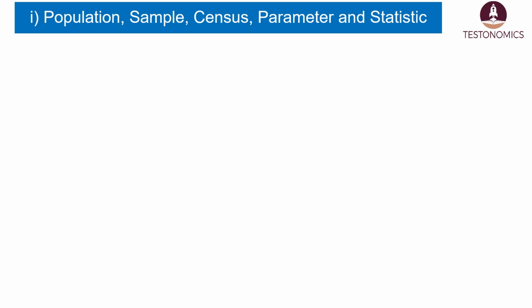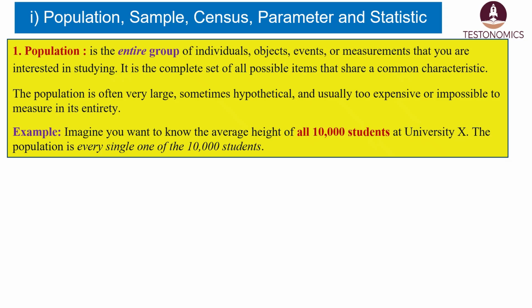What is population? It is the entire group of individuals or objects or events or measurements that we are interested in studying. It is the complete set of all possible items that share a common characteristic. As an example, let's say you want to know the average height of all students at a university. Let's call it University X. In that situation, what will be the population? All these 10,000 students form the population.